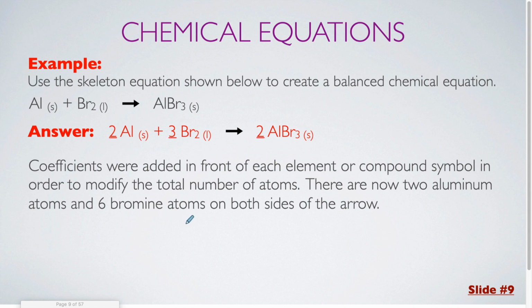So we're adding coefficients in front of each of these symbols, and now in the end, we're going to have the same number of each element on both sides of the arrow. This is balancing an equation, and we're going to be spending a lot of time on that within our next video.